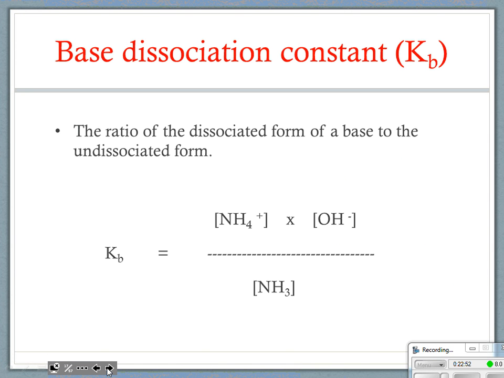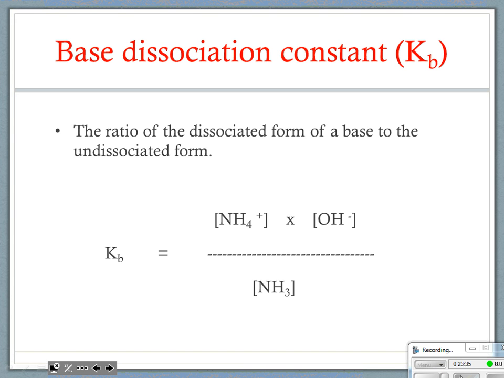Here is the base dissociation constant. Okay? The base dissociation constant. We're not going to work a whole lot with the Kb. I just wanted you to see one of those and to recognize that it's the same thing. It's the dissociation form. The ions are on the top here, and the undissociated form of the base is on the bottom here. Okay? So just be aware that once again we have a base dissociation also.